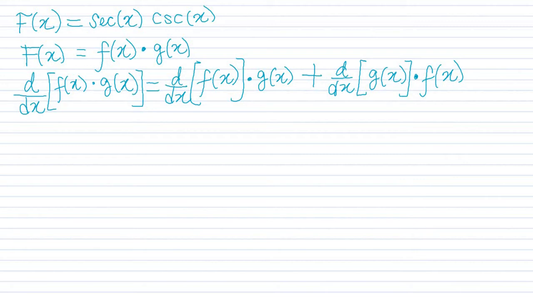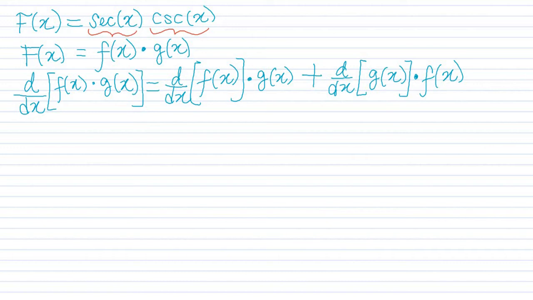So the first thing you have to do is understand the type of rule you're supposed to apply to this question. In this particular question, we have two subfunctions, secant x and cosecant x, and these two subfunctions are multiplied by each other, and we're asked to take the derivative of this function. So whenever you have two subfunctions multiplied by each other and you're asked to take the derivative, you're going to apply something called the product rule.